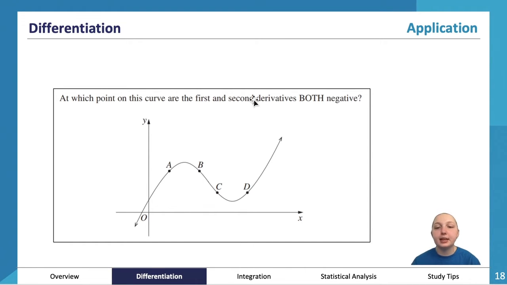So then thinking about the second derivative. The second derivative is looking at concavity. When our graph is concave down, that's when we're going to have a negative second derivative. And so from there, we can rule that point B is going to have a negative first derivative, because the gradient of the tangent at that point would be negative, and it is also concave down, as we can see at this point. Whereas point C has become concave up, which means that point C would actually have a positive second derivative. Therefore, B is going to be our answer option.